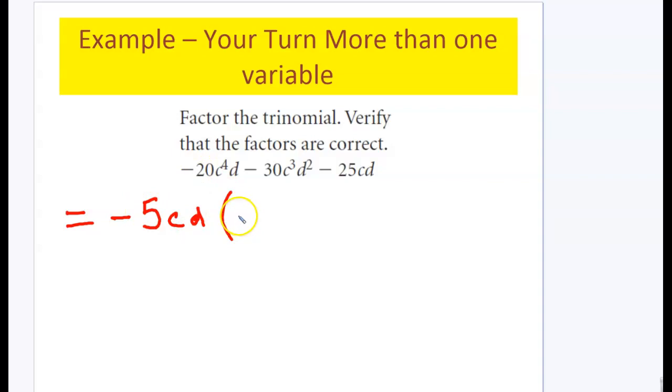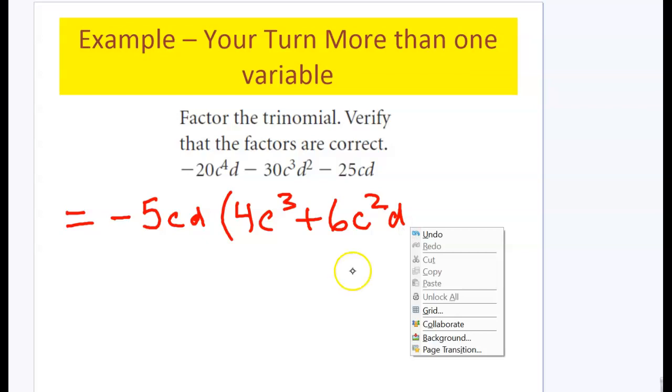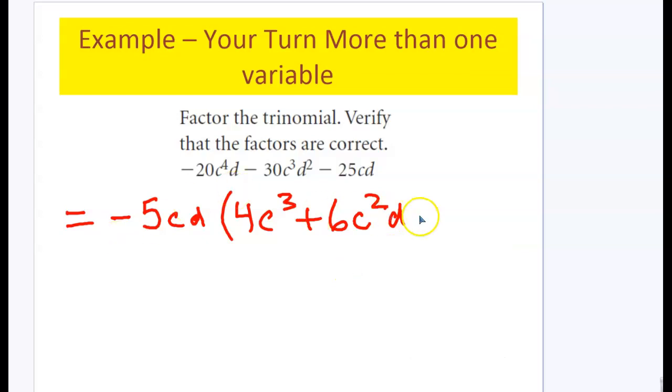Negative 20 divided by negative 5 is going to be 4. And I'm going to be left with a c cubed. And when I factor the d out of that first term, it's going to be gone. Now I'm going to divide negative 5cd into negative 30c cubed d squared. So negative 5 into negative 30 is going to be positive 6. C cubed divided by c is going to be c squared, and d squared divided by d is going to be d. And finally, negative 5 into negative 25 is going to be plus 5. And I've taken both the c and the d out, so I'm just left with the coefficient of 5 in that last spot of that trinomial. And there would be your final answer.